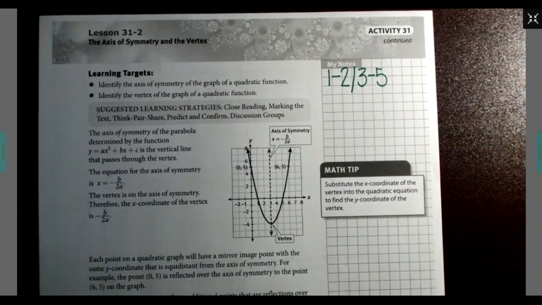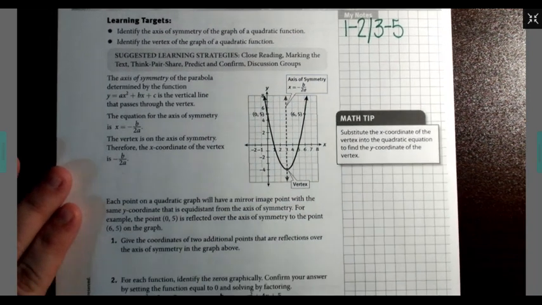Today we're going to be covering Lesson 31-2, the axis of symmetry and the vertex. This lesson will be split into two separate sections, questions 1 and 2, questions 3 to 5. Introduction for questions 1 to 2.